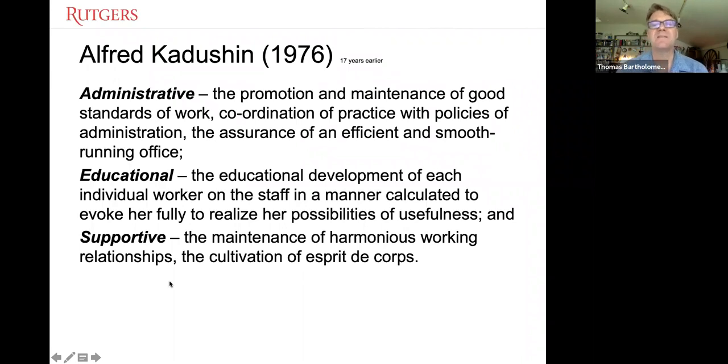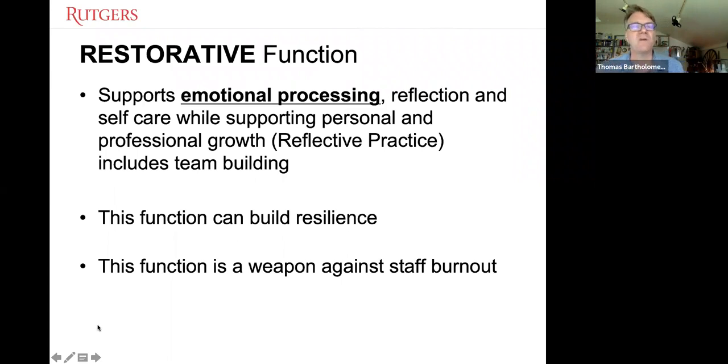Interestingly, in 1976, some 17 years prior to what I'm calling the Proctor model, Alfred Kadushin identified these same 3 functions. And you saw the definition already of the administrative function. But he also added the educational function, which is the development of each individual worker on the staff in a manner calculated to evoke her or his fully to realize her possibilities of usefulness. And supportive, the maintenance of harmonious working relationships, the cultivation of a spirit de corps, like a group spirit. So it's interesting. Even though Proctor came much later than Kadushin, Kadushin and Proctor don't rhyme, and so they've got to be inferior, right, if they don't rhyme. All right, but let's talk about these 3 functions, and we'll unpack them. Remember, they were restorative, formative, and normative.